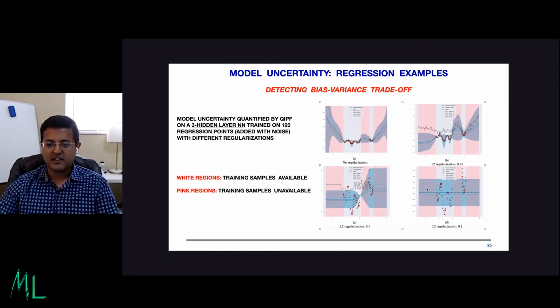For maximum regularization, the QIPF assumes that the model is equally confident everywhere. And this makes sense because that is what regularization does, right? It changes the bias variance trade-off, and that is correctly reflected by the QIPF. So this just tells you that the QIPF is essentially a feasible tool to accurately measure the predictive PDF of a model.